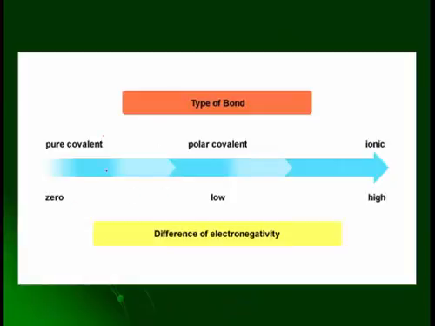So here you can see the progression from a pure covalent, which has a 0 difference in electronegativity. We have polar covalent. We'll be talking about what polar means. When you have a low difference, and then way over here, right here would be maybe 1.7, where you see a shift from covalent to ionic.